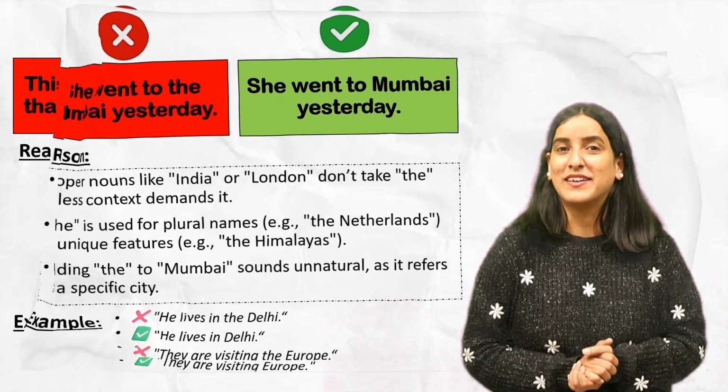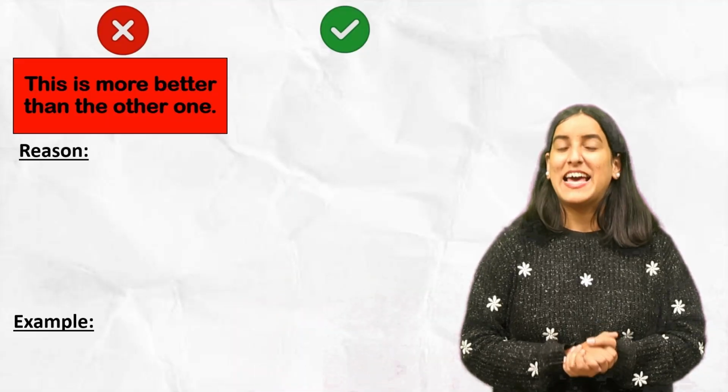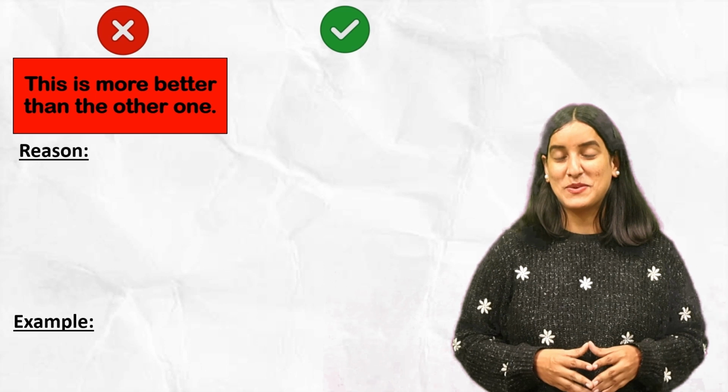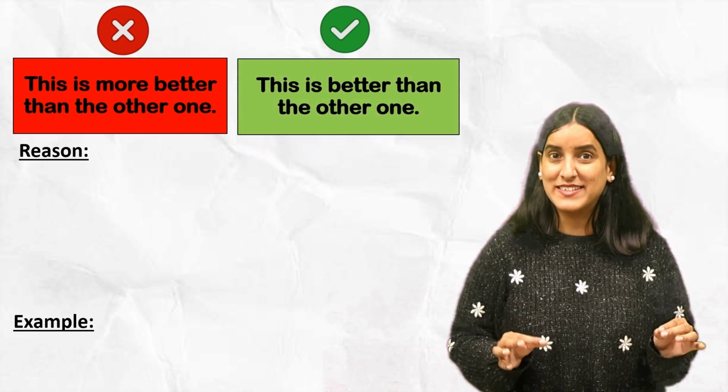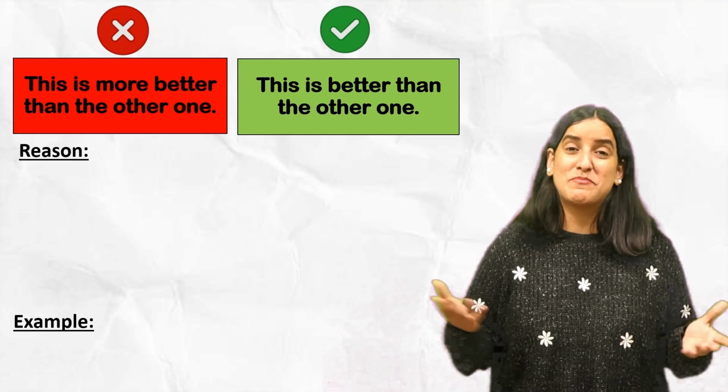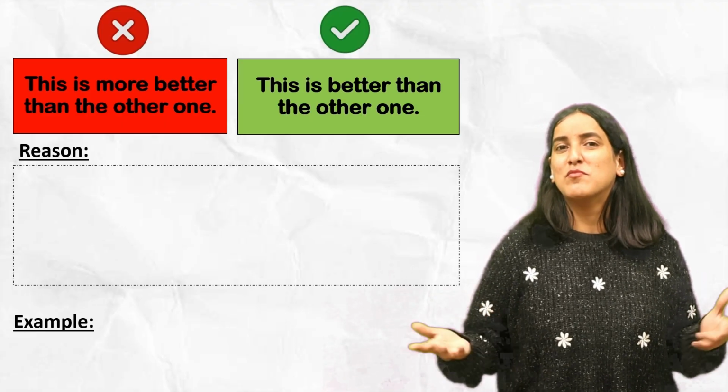Let's look at the fourth one. This is more better than the other one. That's incorrect. What's the correct one? This is better than the other one, right? But why? What's the problem in that? Why can't I say more better?